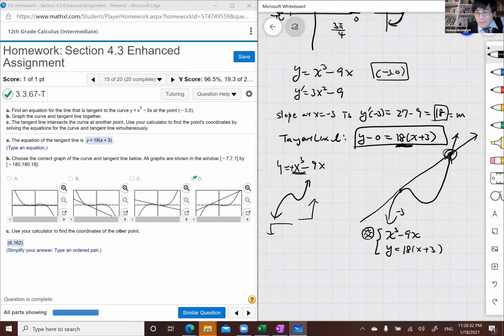Okay, now this is equal to y. So eliminating y, you are going to get a cubic equation like this. And that's going to become x cubed minus 27x minus 54.